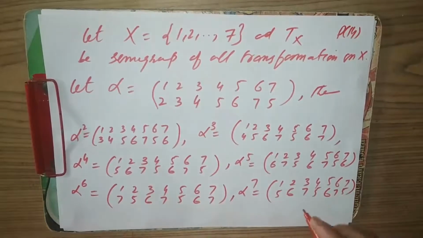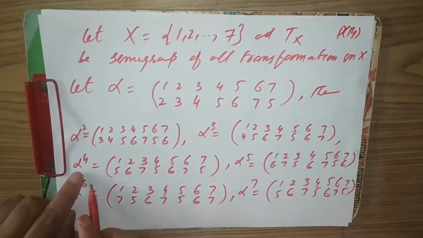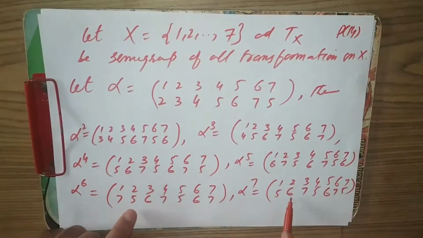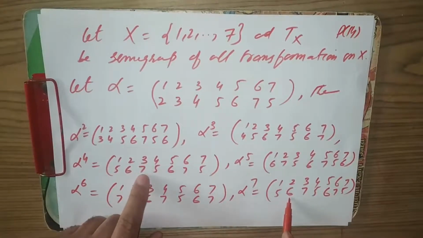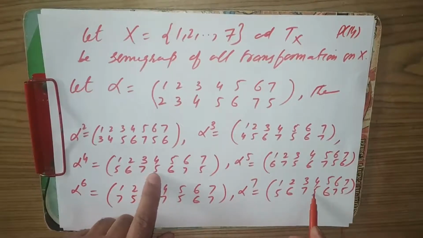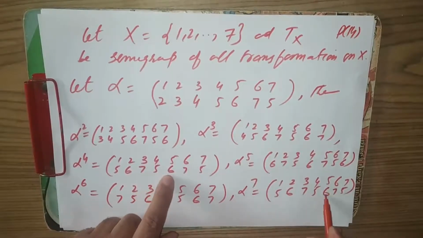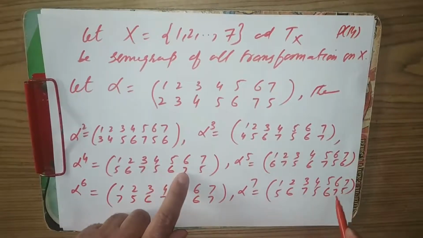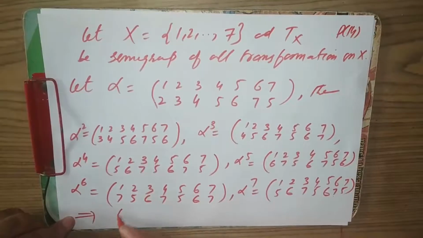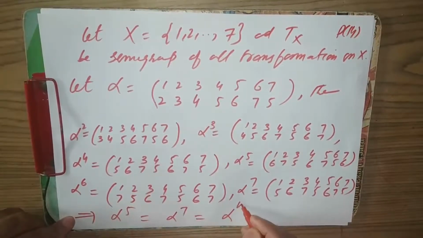Now there is a repetition, because you can see that in alpha power 4, the image of 1 is 5 and here also 5, image of 2 is 6 in both, image of 3 is 7 in both, image of 4 is 5 in both, image of 5 is 6 in both, image of 6 is 7 in both, and 7 is 5. So that means alpha power 4 is equal to alpha power 7, which is the same as alpha power 4 plus 3.